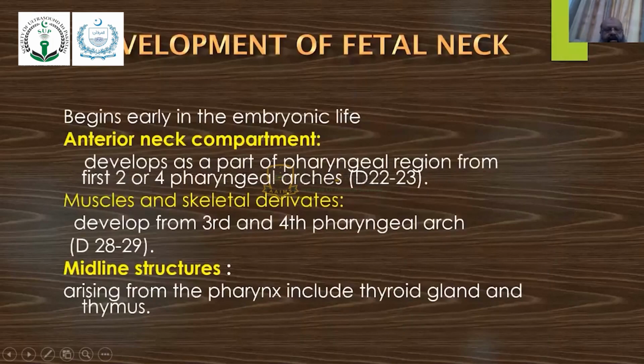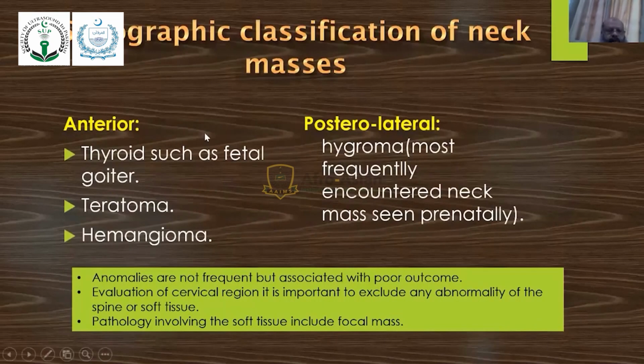For the fetal neck, anteriorly we can have thyroid masses such as fetal goiter, teratoma, hemangiomas, whereas in the posterolateral, we can have hygroma, the most frequently encountered neck mass seen prenatally. In the neck, another important thing is the nuchal translucency. We measure at this area. The best time is 11 to 14 weeks, and sensitivity for all aneuploidies is 73%. Trisomy 21 is important, which is Down syndrome.